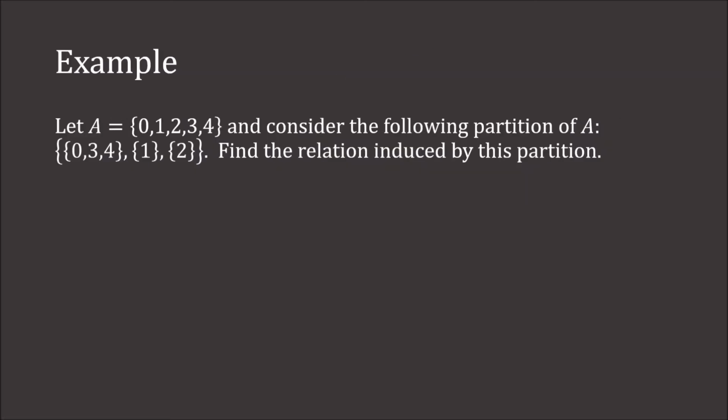So we have the set A, which is the set {0, 1, 2, 3, 4}. And we're going to consider the following partition of A: the set {0, 3, 4}, the set {1}, and the set {2}. We wish to find the relation that is induced by this partition. So what we'll do is we'll first consider the subset {0, 3, 4}.